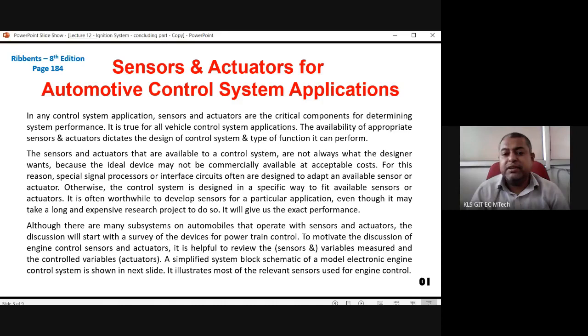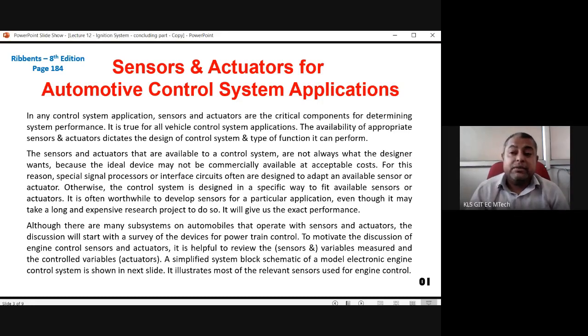Specific way to fit available sensors or actuators. So for fitting the available actuators or sensors, we have to design a specific signal processing circuit and a specific control circuit to do that. Okay, so it is often worthwhile to develop sensors for a particular application.